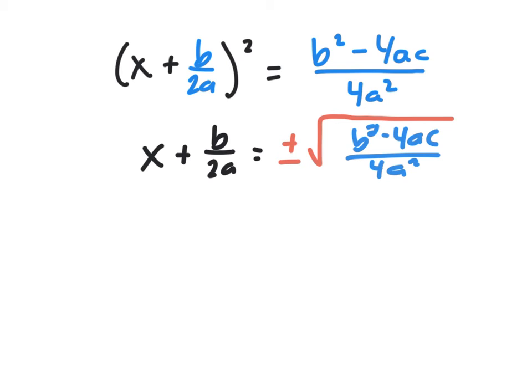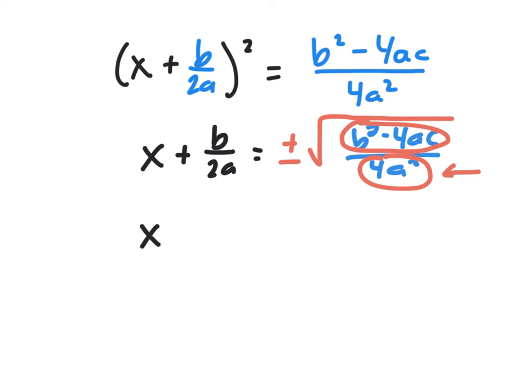Now, we've learned that when you're taking the square root of a fraction, you can square root the individual pieces, the numerator and the denominator. And it turns out this denominator we can take the square root of. We know the square root of 4 and we know the square root of a squared. We can't take the square root of this difference here, b squared minus 4ac. That's not a perfect square.